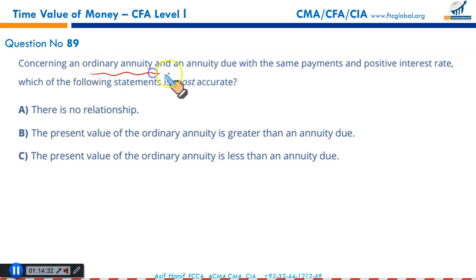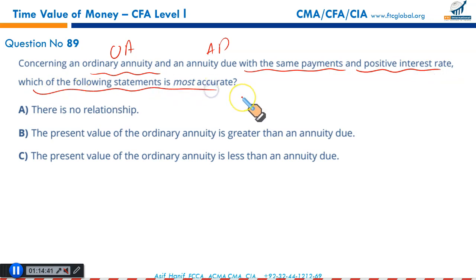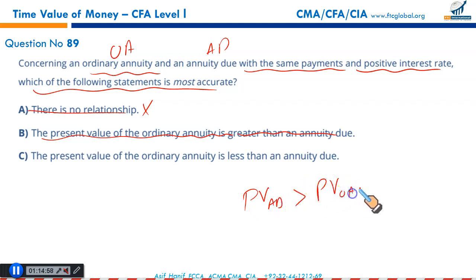Concerning an ordinary annuity called OA and an annuity due called AD with the same payments and positive interest rate, which of the following statements is most accurate? There is no relationship. Wrong. There is. The present value of ordinary annuity is greater than the annuity due. Wrong. Present value of annuity due is more than the present value of, in fact, its present value of annuity due, it is greater than the present value of ordinary annuity.